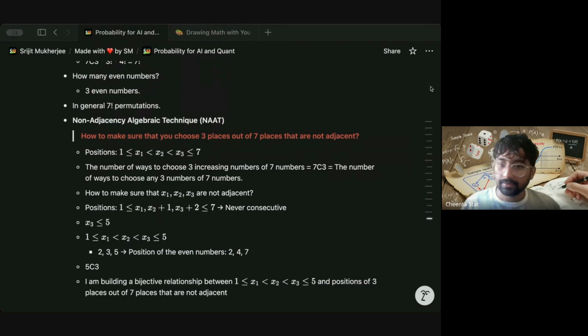Perfect, Shumit. Perfect. Superb. It's a new concept, yes.